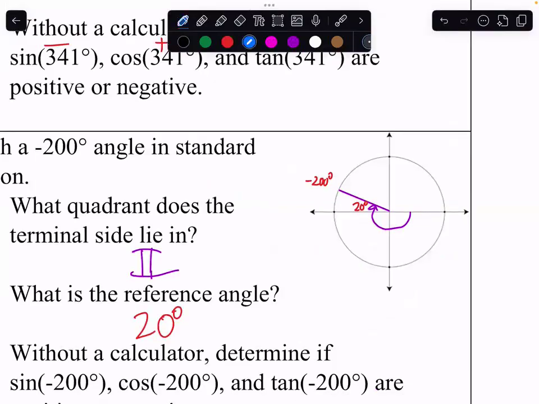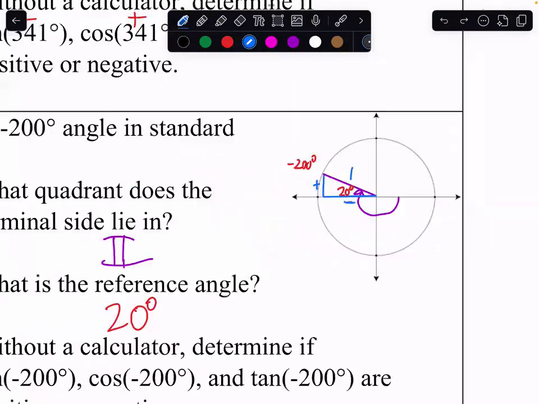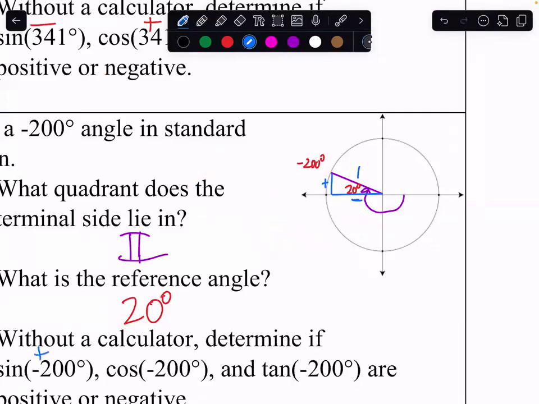Okay, and then this triangle formed has a positive opposite side, but a negative adjacent side. Okay, so sine, positive over 1, is positive. Cosine, negative over 1, is negative. Tangent, positive divided by negative, is negative.